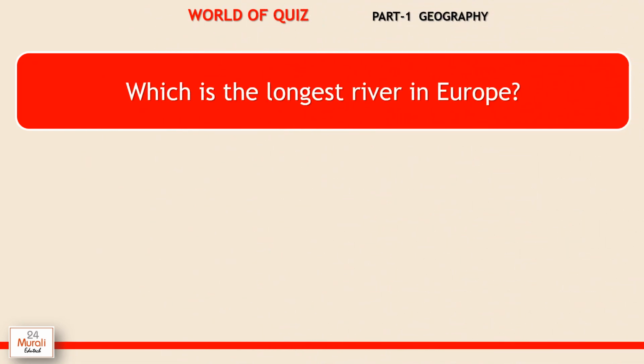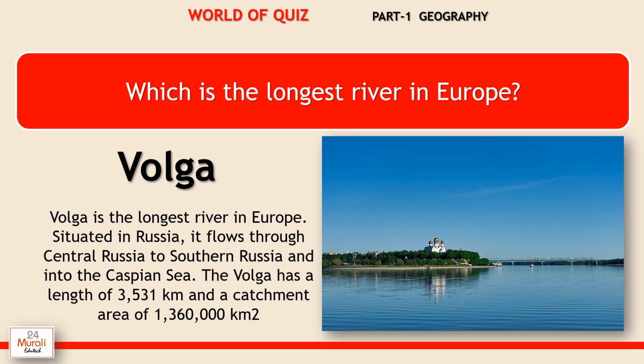Which is the longest river in Europe? Volga. Volga is the longest river in Europe. Situated in Russia, it flows through central Russia to southern Russia and into the Caspian Sea. The Volga has a length of 3,531 kilometers and a catchment area of 1,360,000 square kilometers.